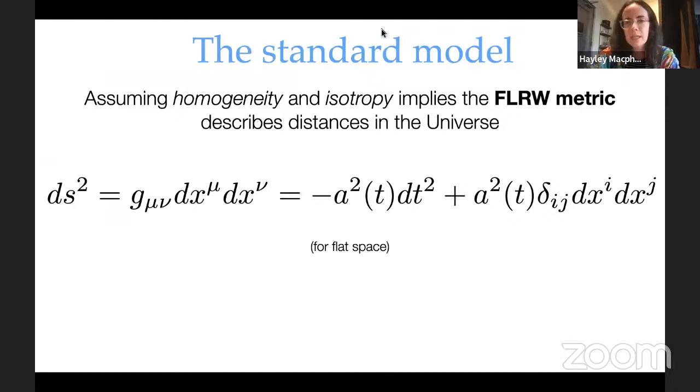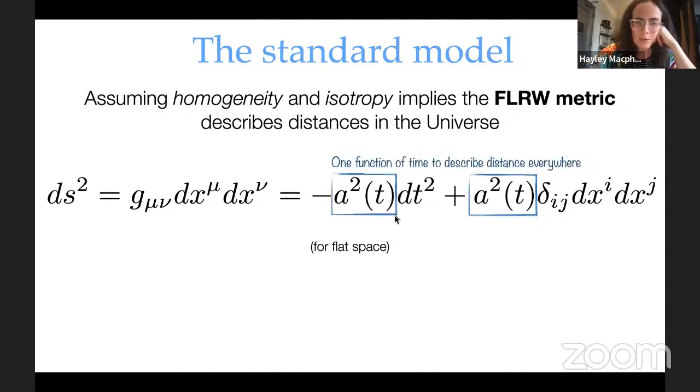And so specifically, the assumptions of homogeneity and isotropy imply that the FLRW metric describes all distances in the universe. And so here is the metric tensor just for flat space at the moment, where we've split up the time component and the space component here. And from this, you can see that all distances in the universe are described by one single function of time, the scale factor a(t).